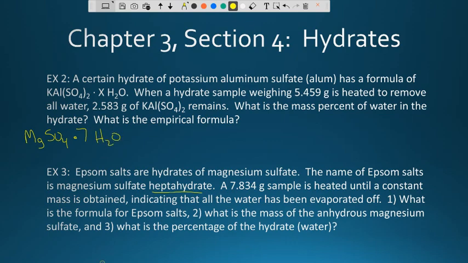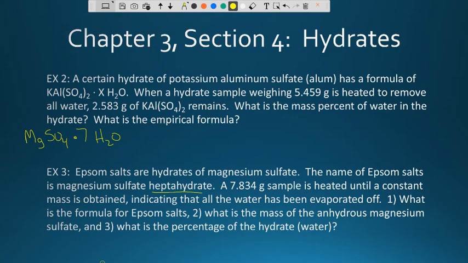If I do all my math with this, or if I just look at the problem with this, I see a bunch of other things. I have 7.84 grams of the sample, and it's heated until basically all the water's been evaporated off. We want to know what the formula for the Epsom salts is, and we want to know what the mass of the anhydrous magnesium sulfate would be once all the water's off. Okay, what is the percent of water?